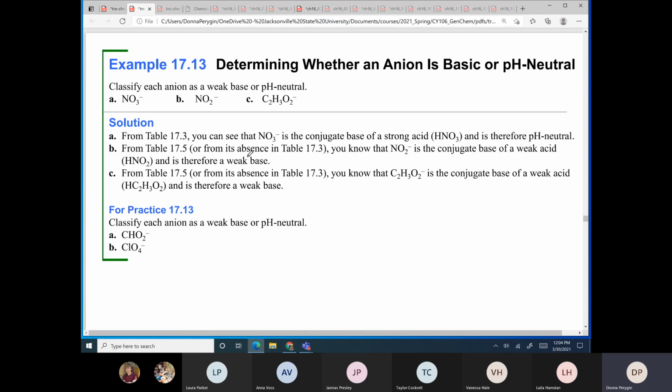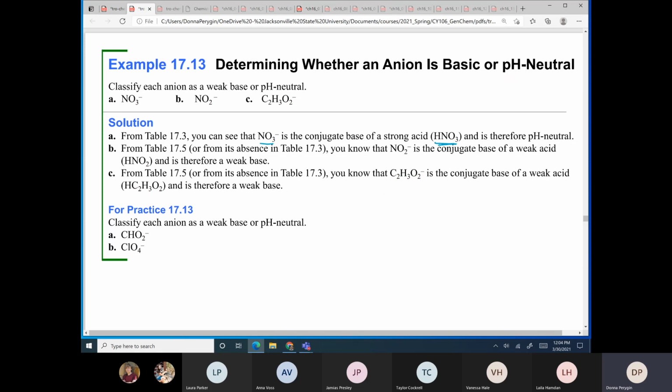All right. Classify each anion as a weak base or pH neutral. Okay, so we've learned that our anions can act as weak bases or they can be pH neutral. From 17.3, you can see that nitrate is the conjugate base of a strong acid, nitric acid, and therefore if you put something with a nitrate in it in solution, like sodium nitrate, it's going to be pH neutral. And if the cation is pH neutral also.